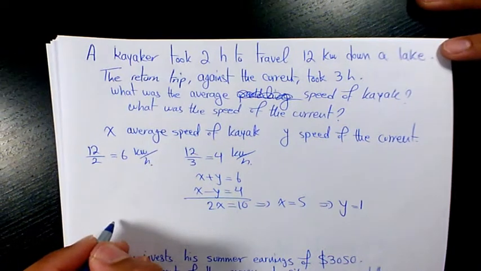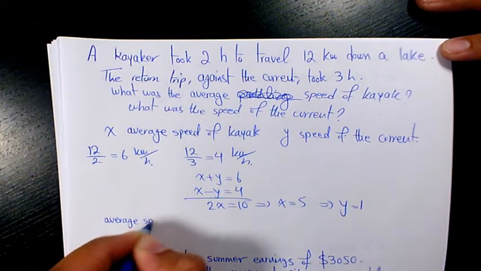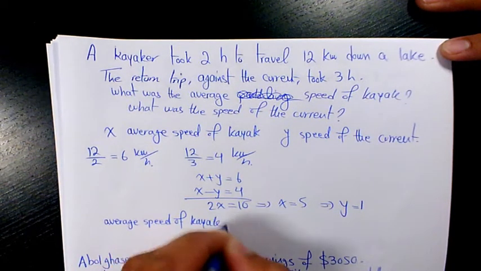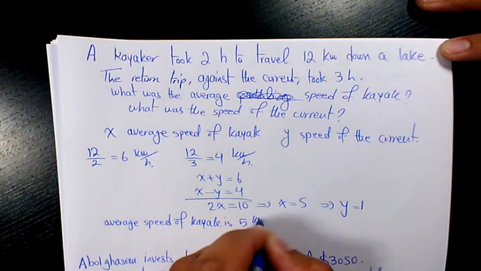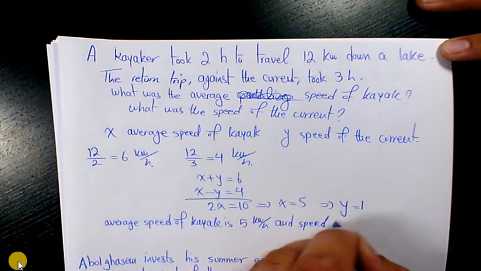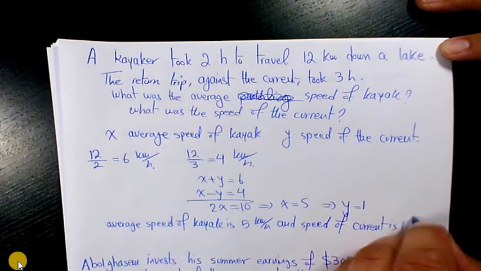So the average speed of the kayak is 5 kilometers per hour, and the speed of the current is 1 kilometer per hour. Next one.